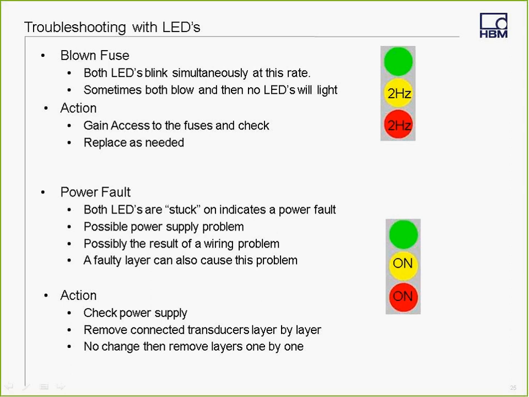Okay, our next was a power fault, so that would be both the red and the yellow LED stuck on. Possible power supply problem. It could possibly be a wiring problem, and a faulty layer can also cause this problem. There are also many eDAQ lights in the field that have input power specs of 10 to 18 volts. If you're using an 18-volt supply or something close to 18 volts, sometimes that supply is just over the input spec and it will bring on the power fault indication here.